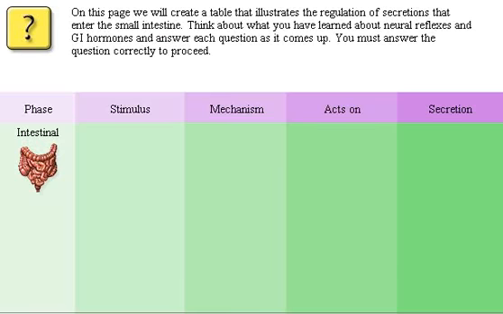On this page, we will create a table that illustrates the regulation of secretions that enter the small intestine. Think about what you've learned about neural reflexes and GI hormones and answer each question as it comes up. You must answer the question correctly to proceed.